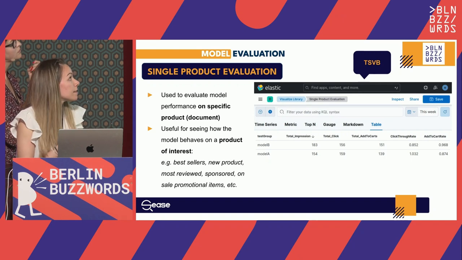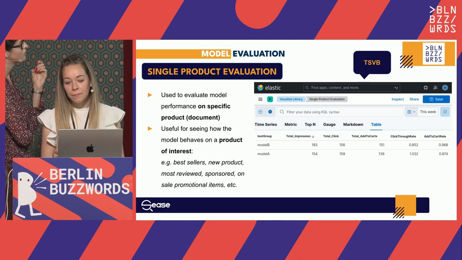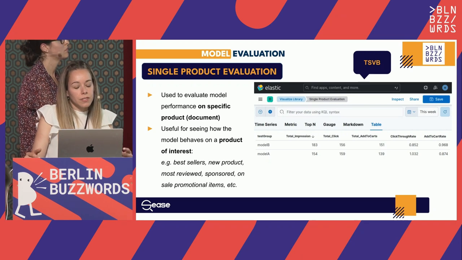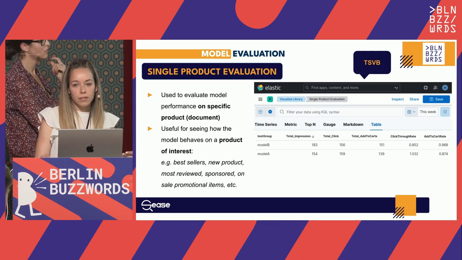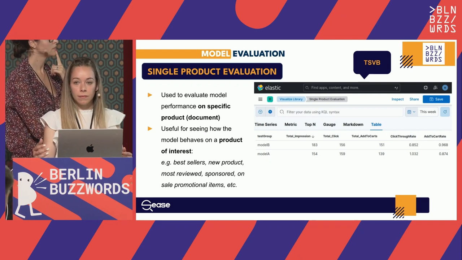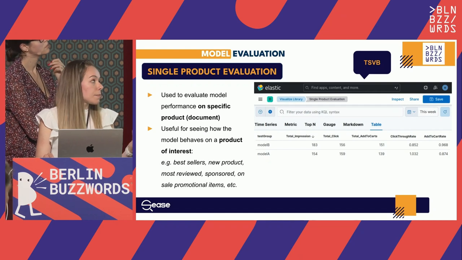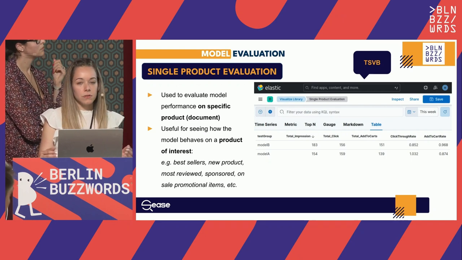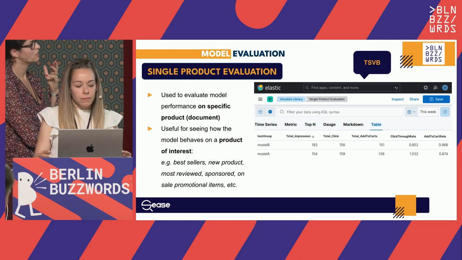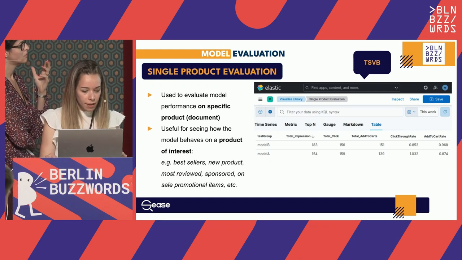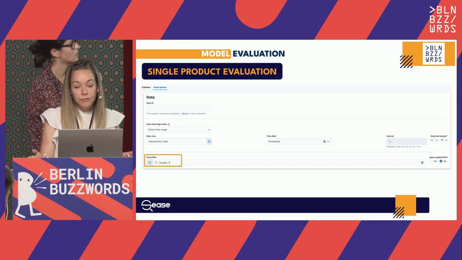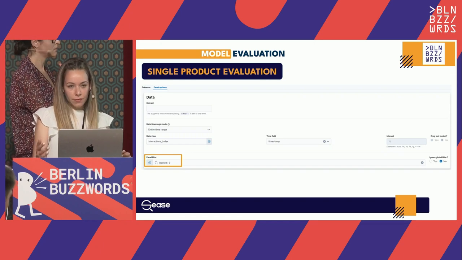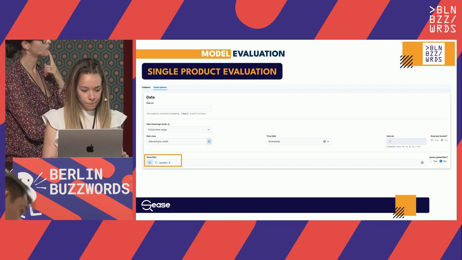Another evaluation is the single product one. So the table seems the same, but this can be useful if you would like to see how the models perform, I don't know, for example, on some new products. So you just added a new product in your collection and you would like to see if the model is ranking it in the way you expect. And you can exploit this table in order to compute click-through rate and add-to-cart rate just for that product. That could be a new product or a sponsored one or, I don't know, some bestseller and so on. The only thing you need to do that is different from before is the filter. So here we just collect interactions for the specific book ID we would like to analyze.